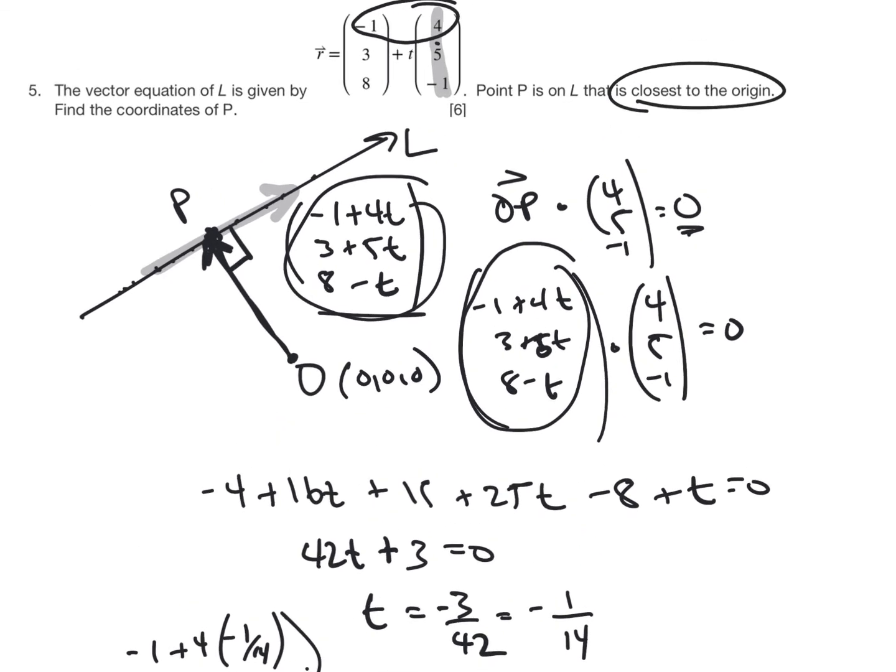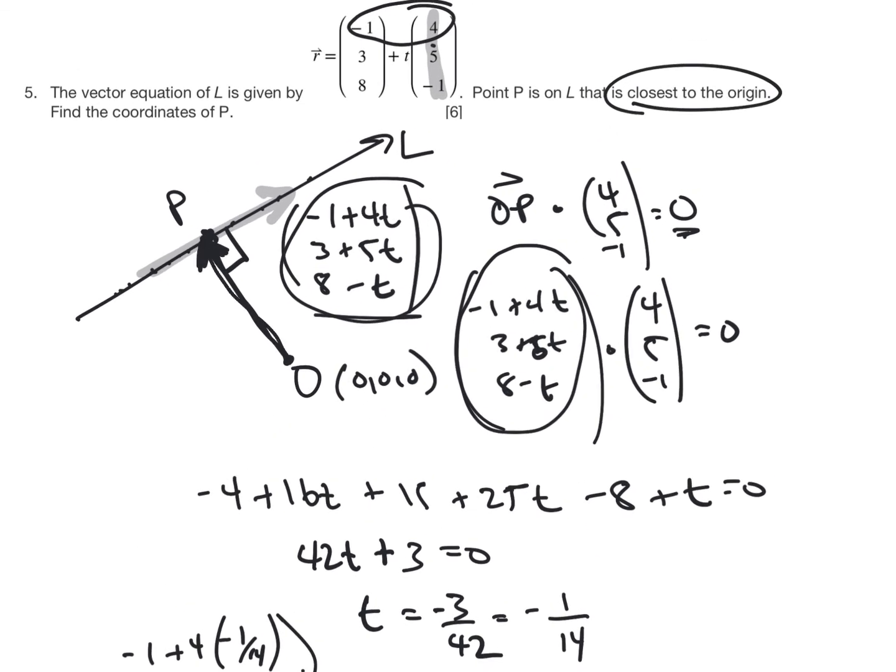The key to it is recognizing that you have to create this vector OP, and it has to be perpendicular to the direction vector.